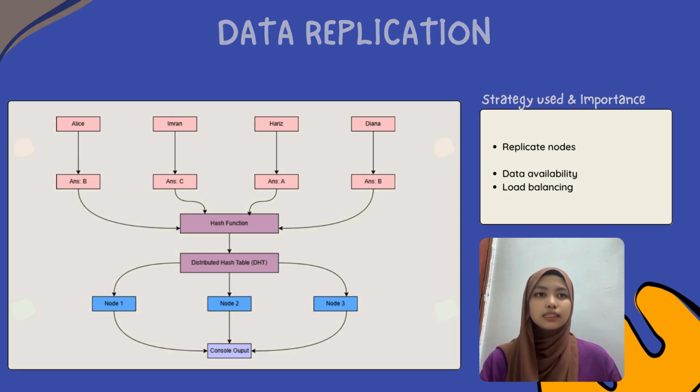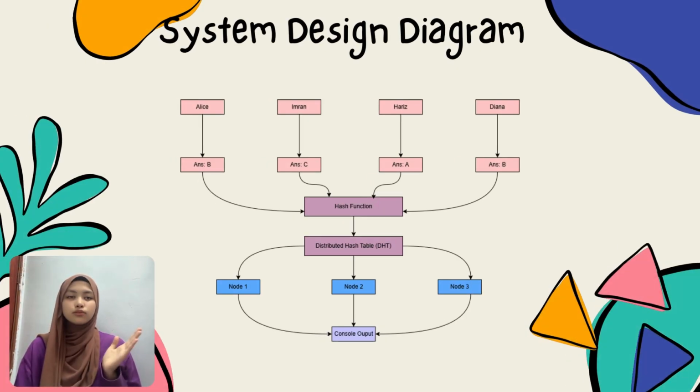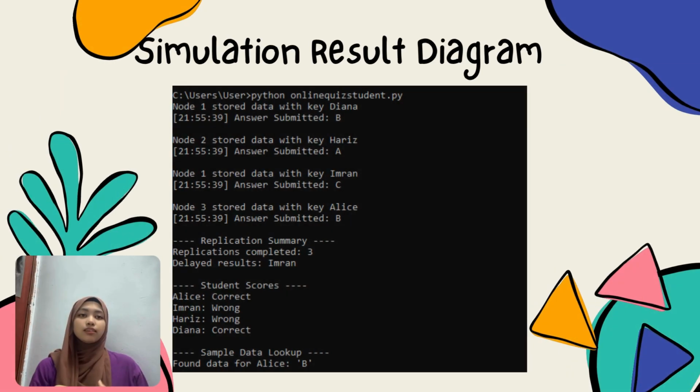Let's look back at our full system design diagram. This is the result of our system. Let's go through it part by part. First, distributed data storage. Each student's answer is stored on different nodes using a distributed hash function. For example, Diana's answer is on node 1, Haris's answer on node 2, Imran's answer on node 1, and Alice's answer on node 2.